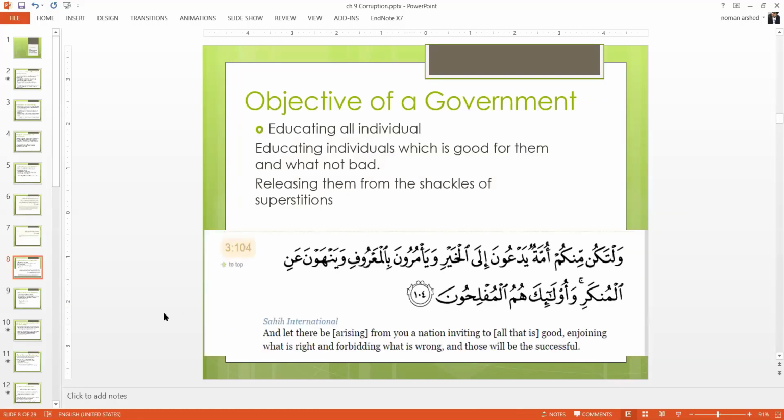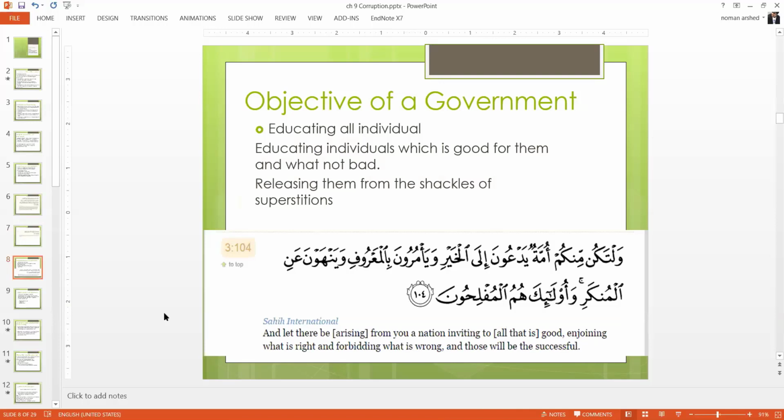So the second objective is education for all. Education is a broad word here. It means awareness, knowledge, access to schooling, everything is included. So education for all means educated individuals who know what is good for them and what is not.